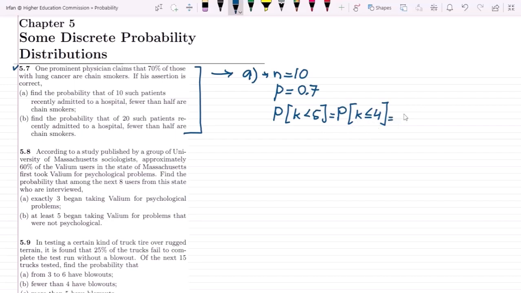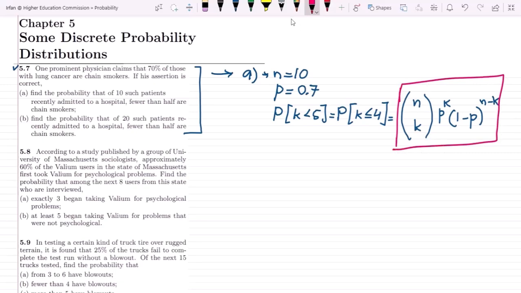So how can we do it? By using the binomial probability law, we write the total number of trials or patients, n, and k is the number of patients out of them who have lung cancer, and then we use the probability p to the k, and then 1 minus p to the n minus k. This is a formula for a single value, but here as we have different values, we will have the probability that k is less than or equal to 4.